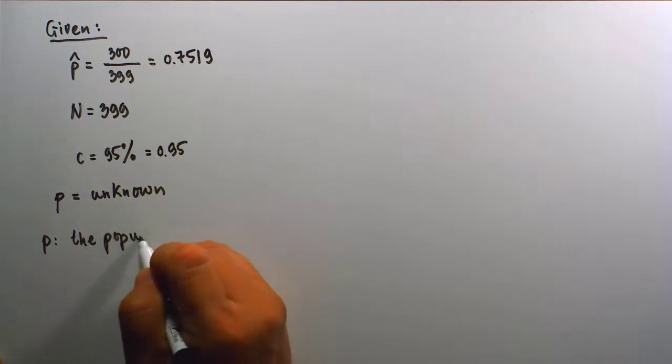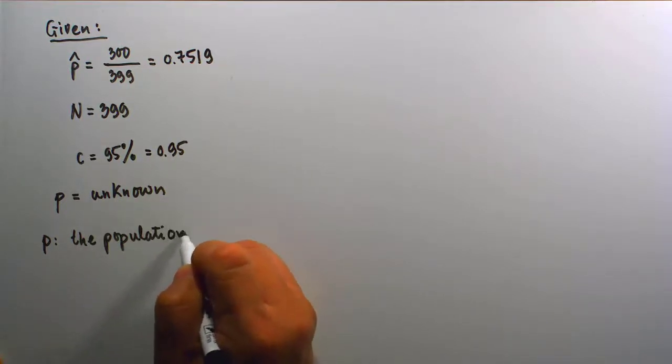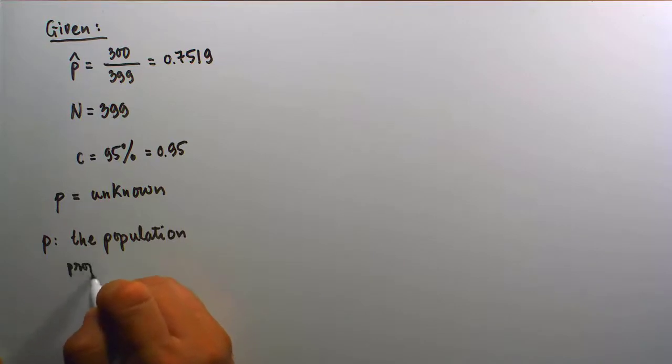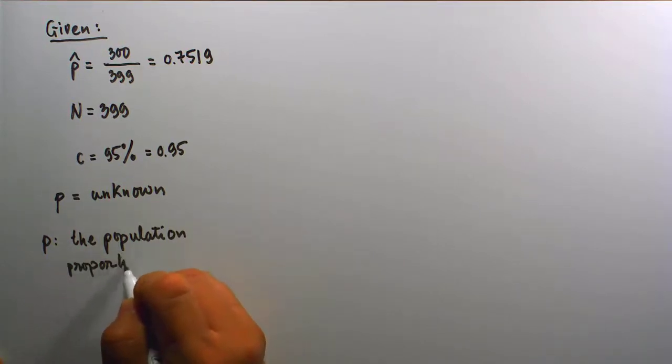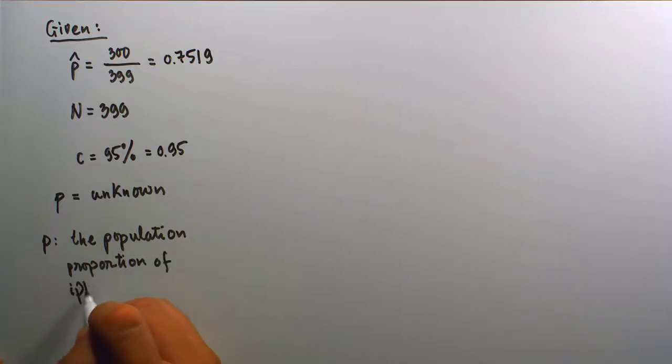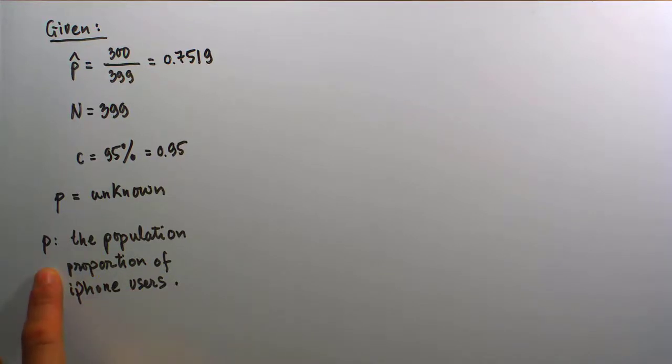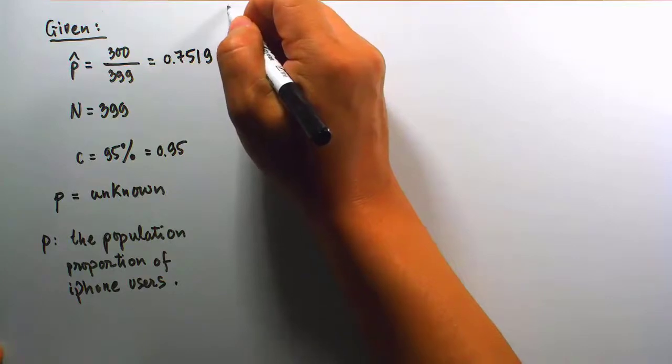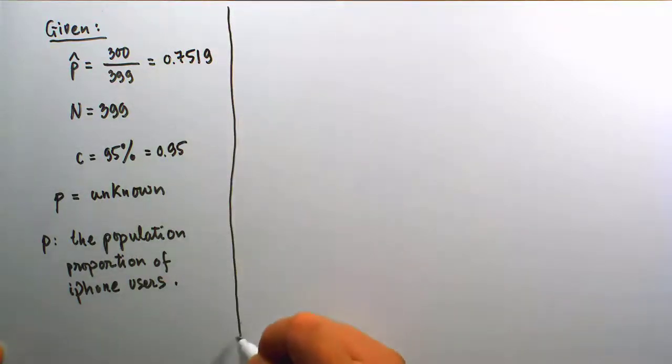It's an unknown population proportion, and what it is, lowercase p, is the population proportion of iPhone users. So same meaning, we're going to estimate the same target here, the same value, but using different samples. That's my entire purpose of showing this example with different questions.